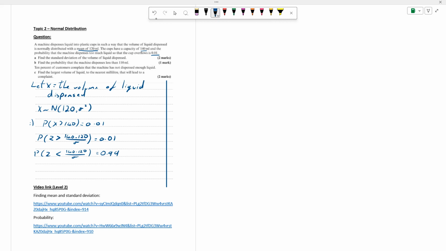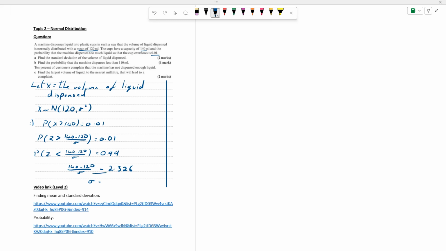So that's what I'm now going to use with the inverse normal function on my calculator. My area is 0.99, and it'll automatically fill in your Z. Remember, your Z has a mean of 0 and a standard deviation of 1. That's why we use it. So if I type it in, I get 140 minus 120 all over sigma equals, in my calculator, 2.326.